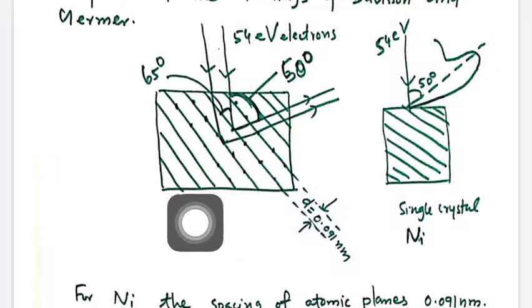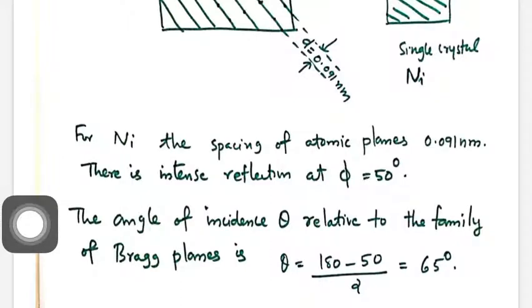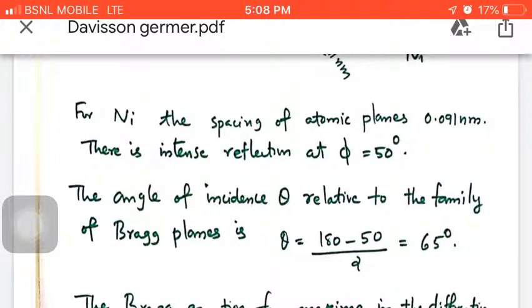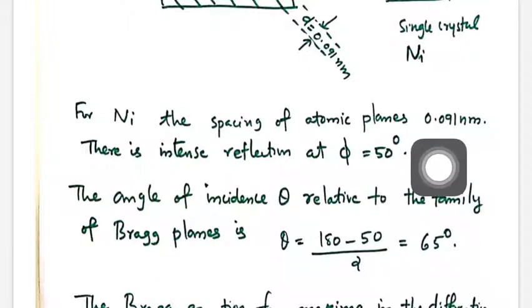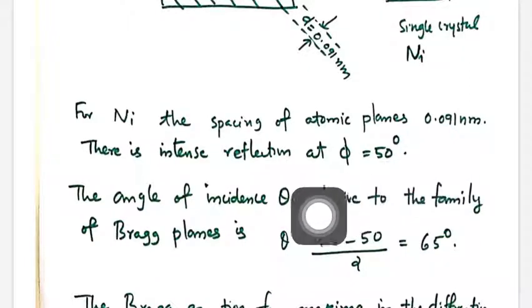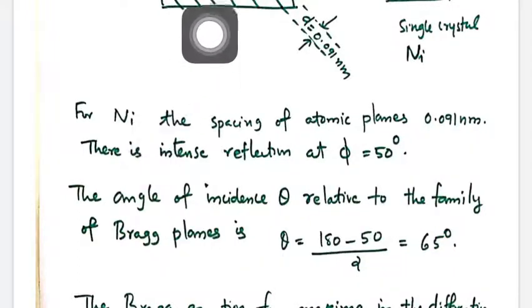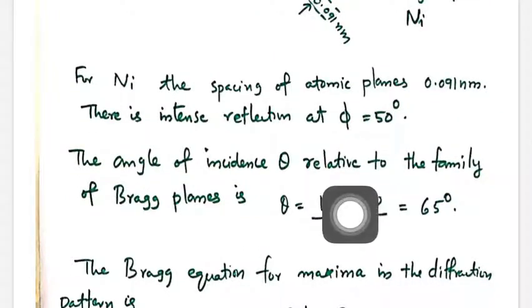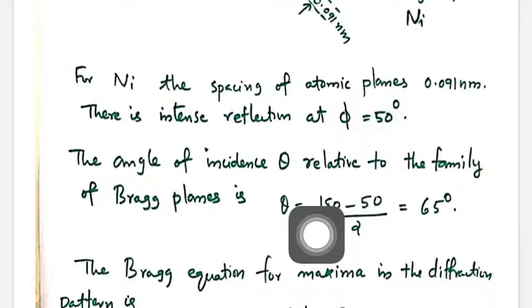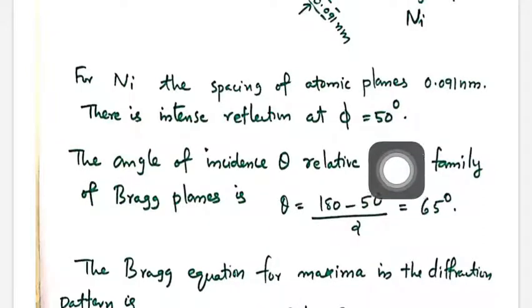So with that idea in our mind, we see for nickel the spacing, as we said earlier, is 0.091 nanometer. There is intense reflection at phi equal to 50 degree. The angle of incidence theta relative to the Bragg plane is calculated as (180 minus 50) by 2.